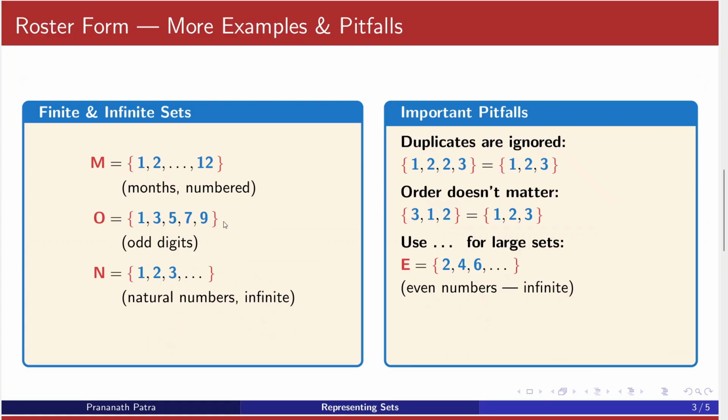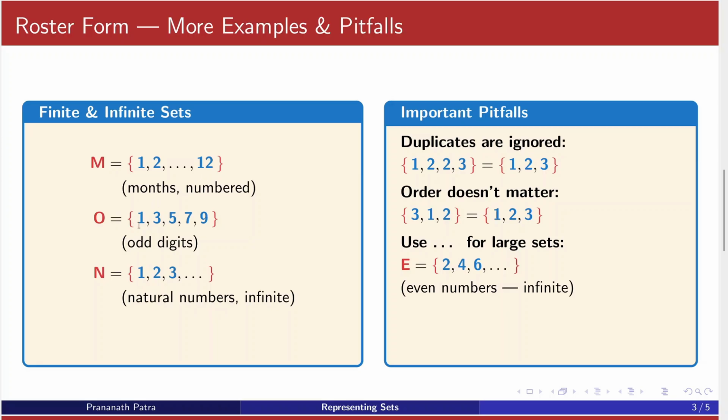Now let's look a little deeper into the roster form. Sometimes sets have a specific number of items, which we call finite sets, and sometimes they go on forever, which we call infinite sets. Let's look at set M. M is the set containing 1, 2, then we see 3 little dots, and then the number 12. Those 3 little dots are called an ellipsis. They just mean to continue the pattern. So this set is actually 1, 2, 3, 4, all the way up to 12. This is a shorter way to write the numbered months of the year.